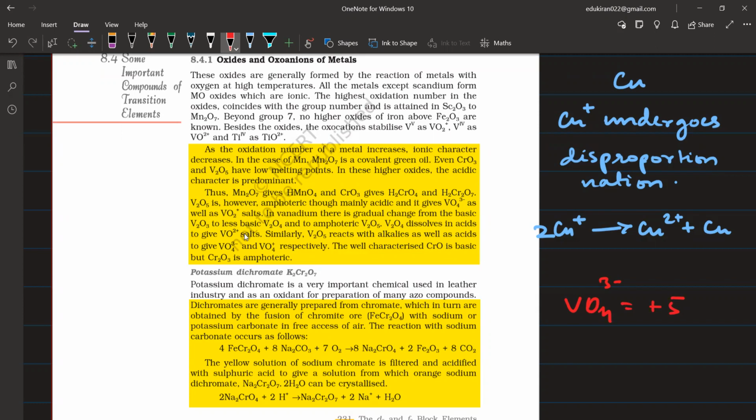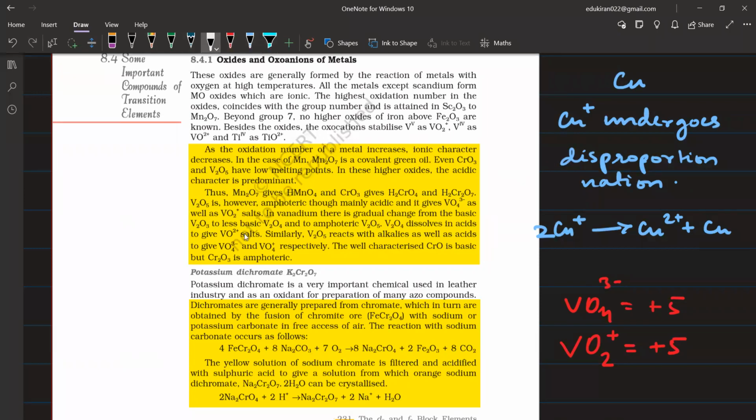And when you have VO2 positive, VO2 positive में कितना हो जाएगा? What will be the oxidation state for vanadium here? +5, sir. +5. अच्छा, wait a second.